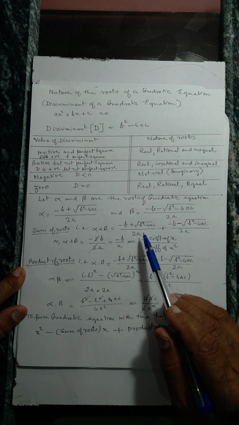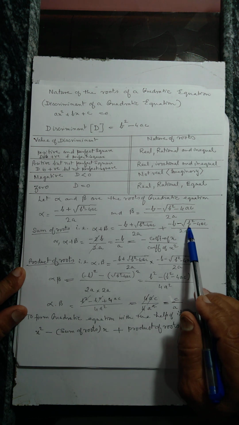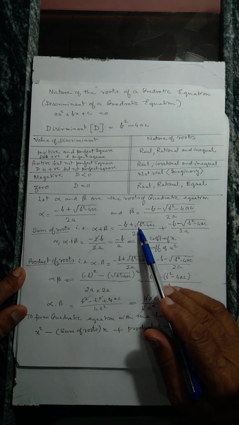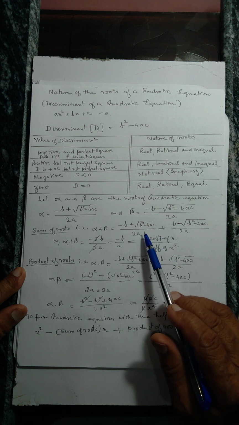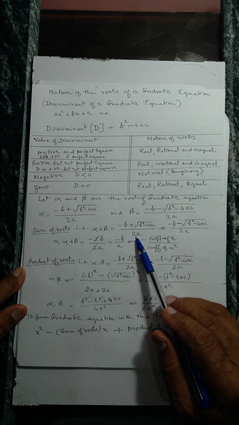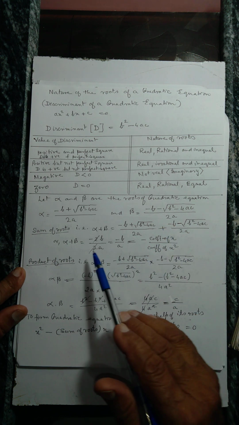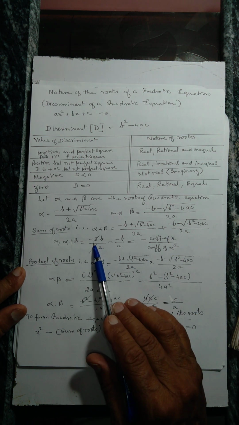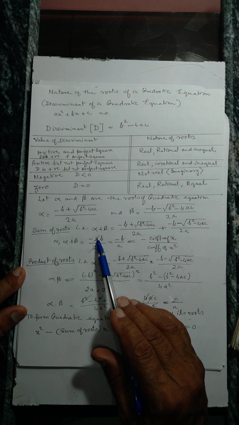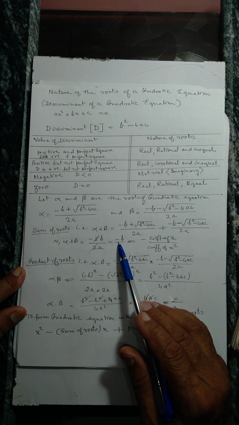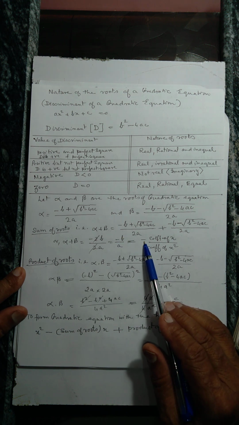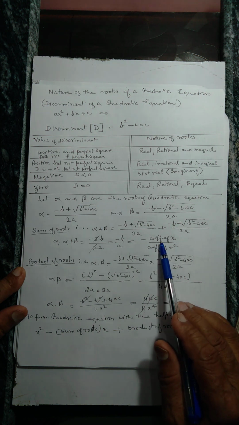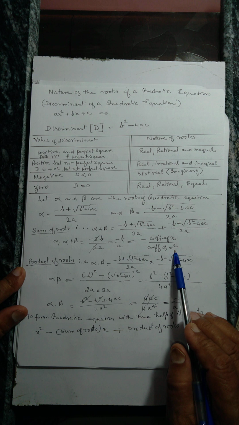You see, this is plus, this is minus. So the root portion will be cancelled because one is positive and the other is negative. And the rest of the things are the same. You see, minus b upon 2a, minus b upon 2a. So we will get alpha plus beta equal to minus 2b upon 2a. 2 and 2 will be cancelled. We are left with minus b upon a. That can be understood as minus the coefficient of x upon the coefficient of x square.